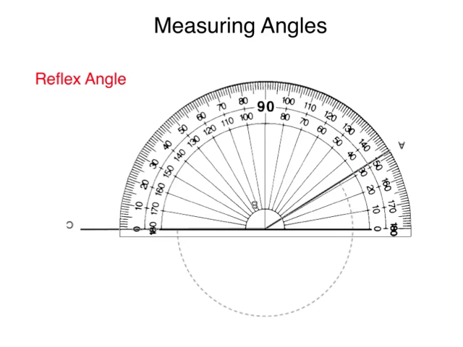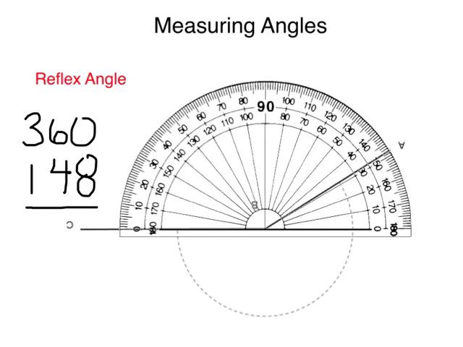148 degrees. So if the interior angle is 148 degrees, I can take 360 and I can subtract 148. And when I do that, I get my answer. There we go. So that means that this angle here, as it goes all the way around and it goes up here, that this angle, where the dotted line is, is equal to 212 degrees.